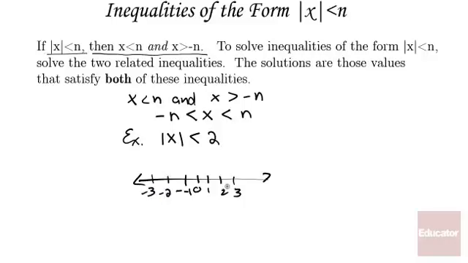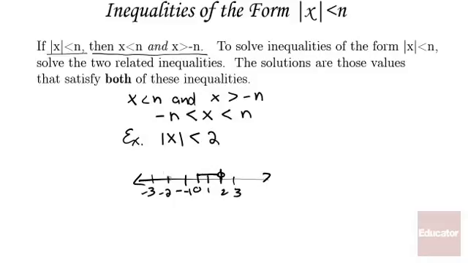So I look and I see that any number that is less than 2 but greater than or equal to 0 on the number line would satisfy that, because if I take any number in here, if I take 1.5, the absolute value of 1.5 is less than 2. If I take 1, the absolute value of 1 is less than 2.